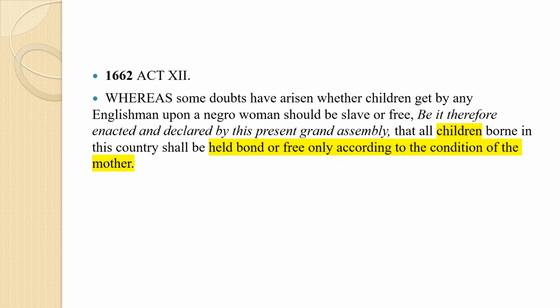Hence where these laws come from. So the very first question is, well, these slaves are having children. So what happens there? Well, take a look at this first law, 1662. There haven't even been Europeans in North America all that long. And one of the first laws that's made in the American colonies is going to be Act 12. The idea that children born in this country shall be held bond or free only according to the condition of the mother. The idea being that if your mother is a slave, you are a slave.